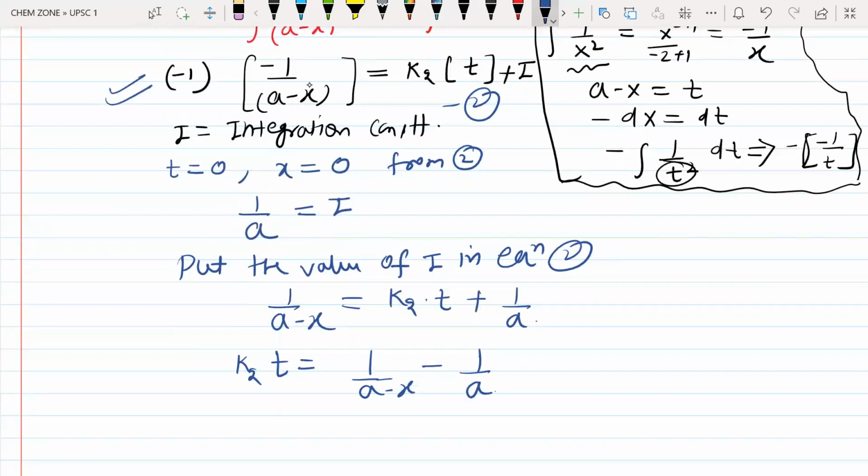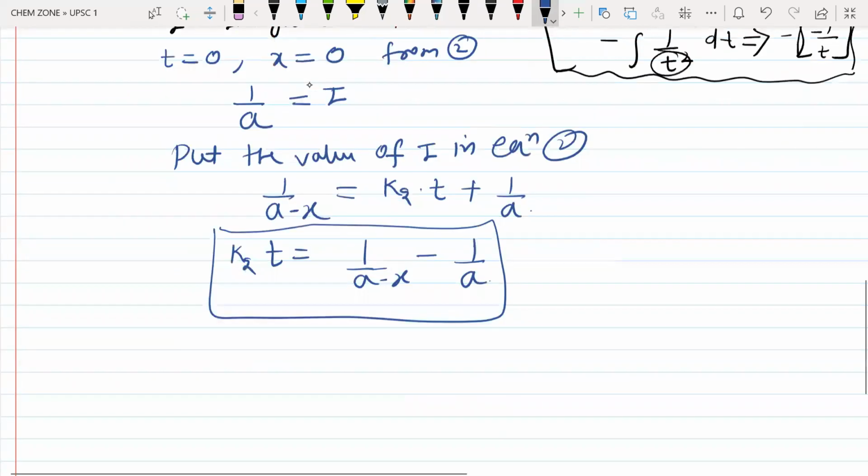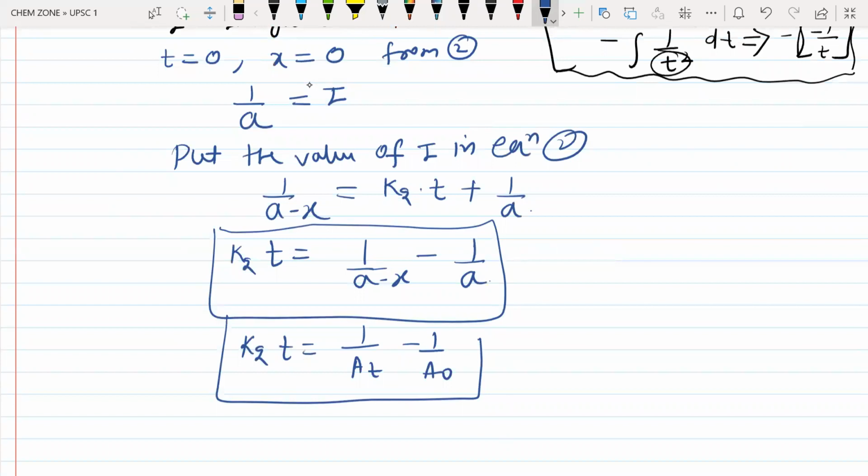This is the equation for the rate constant of a second order reaction. This can also be remembered as, you know that At is equal to a minus x. It is the concentration of reactant remaining after some time t, and A naught is assumed to be the concentration of reactant initially.